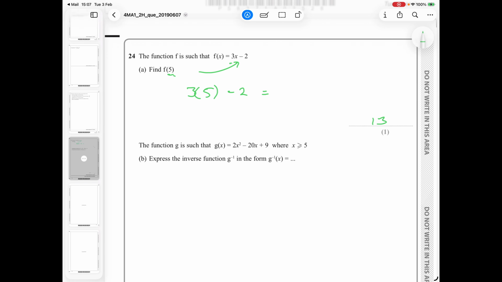And that's your answer. By the way, if it did say f(x) equals 5, then you set 3x - 2 to equal 5, and I think then x would equal, I don't know, 7 over 3 or something.